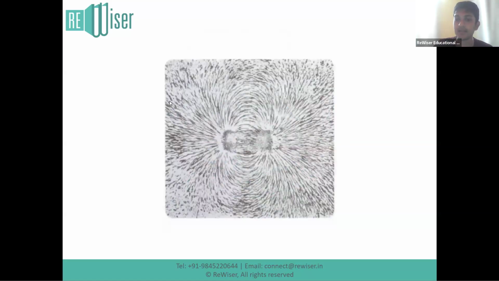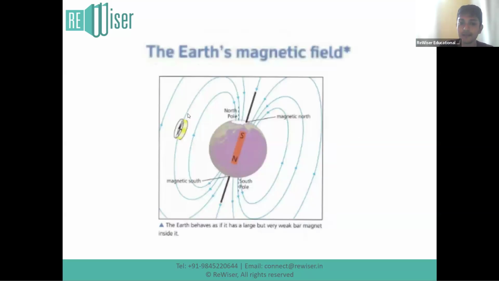Again, this is the pattern as seen by bar magnets sprinkled with iron filings. Again, we've discussed this as well. The earth also behaves like a magnet. One small mistake in this picture. This is supposed to say magnetic south because this is the south pole. This is supposed to say magnetic north because the north pole is here.